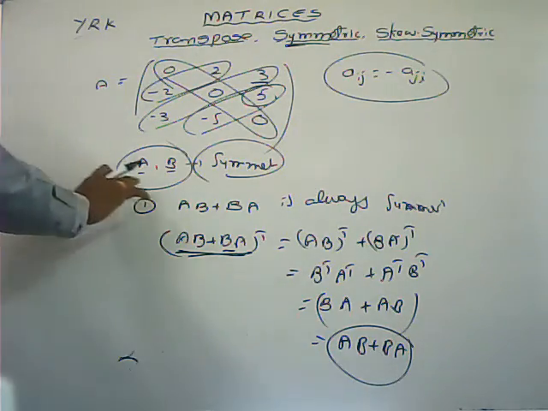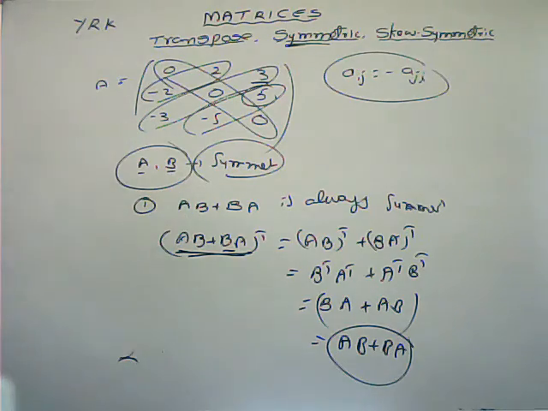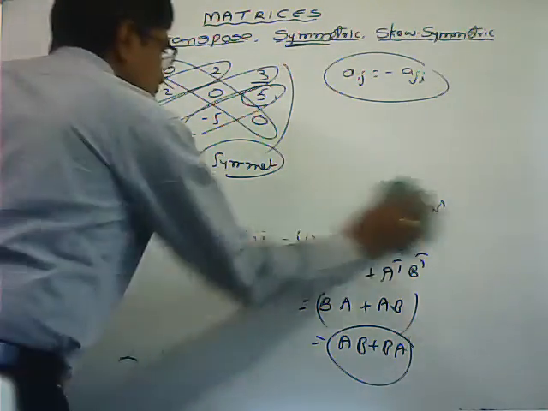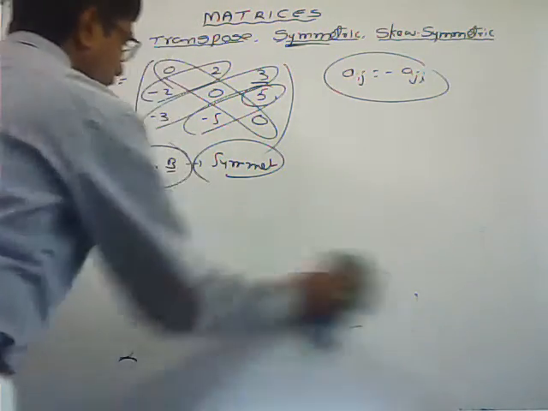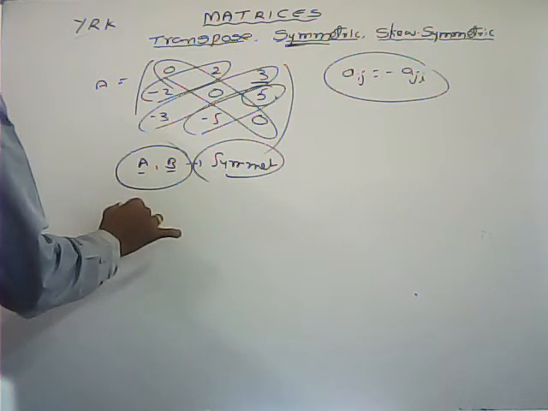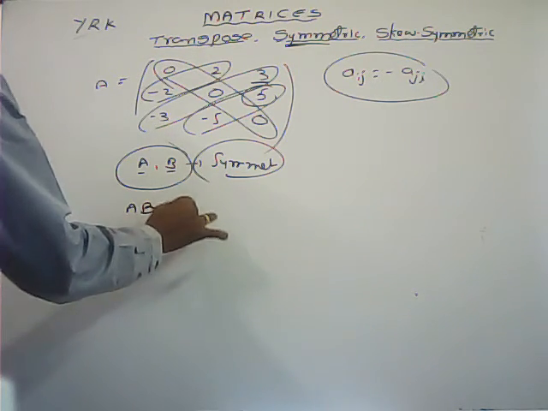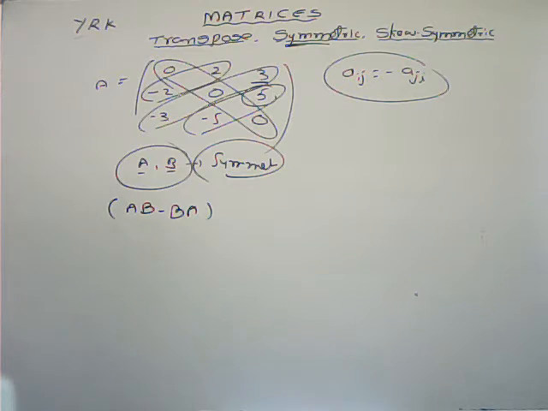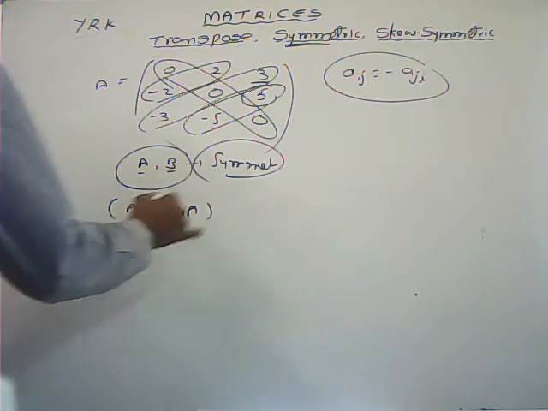Here A comma B are two symmetric matrices of the same order, then AB plus BA is also a symmetric matrix. Next, if these two are symmetric matrices, then AB minus BA is a skew symmetric matrix. Now how to prove that one?